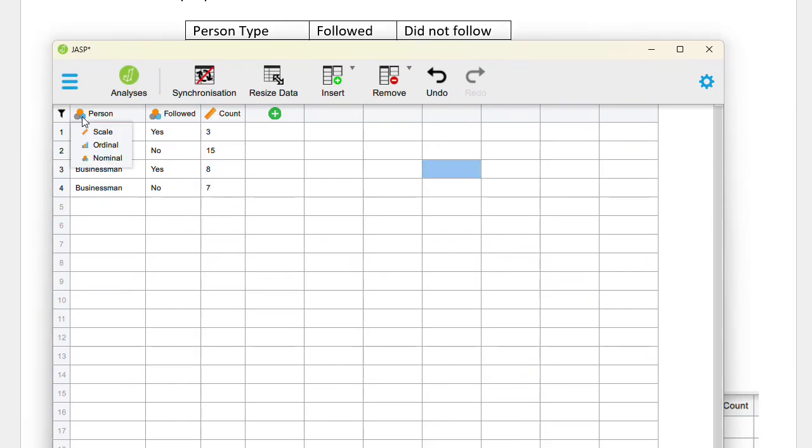Also, for these, person is nominal because it's just a name, right? It's just a categorical variable. Followed also is nominal. It's just a yes or no. There is no right or wrong or anything like that. It's just a name. So both of those are nominal. And then we do have this scale data because it's an actual number. Okay, so for those, we're now going to be able to click the Analyze button.